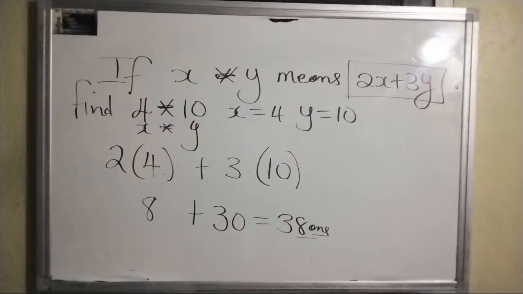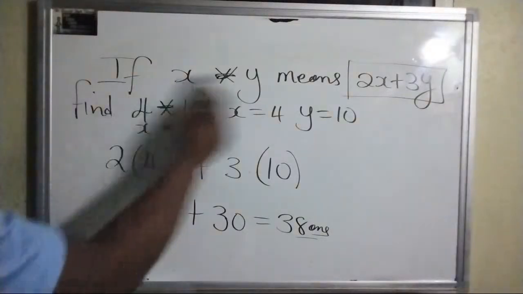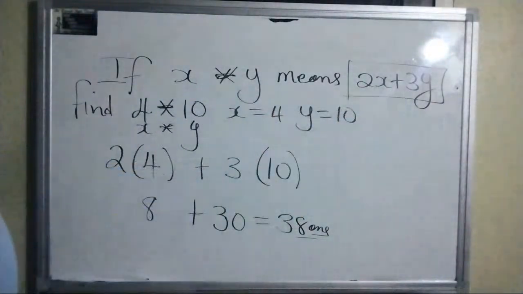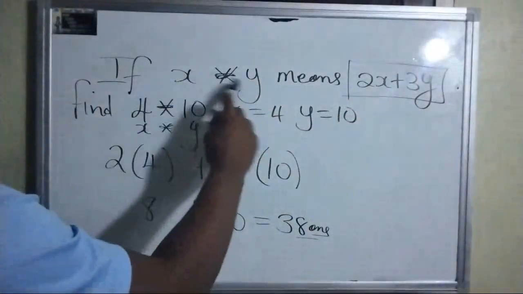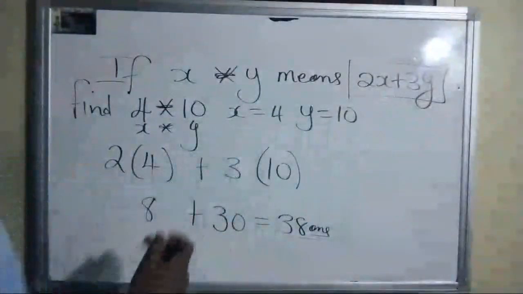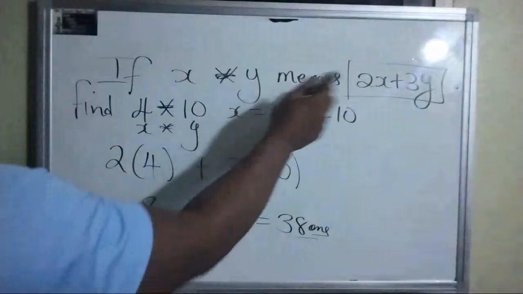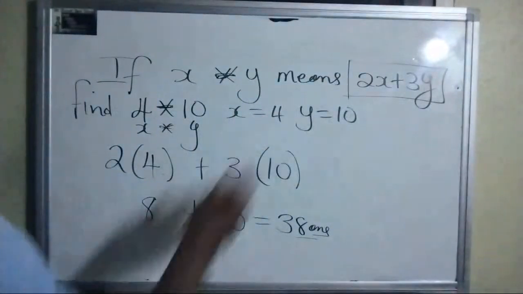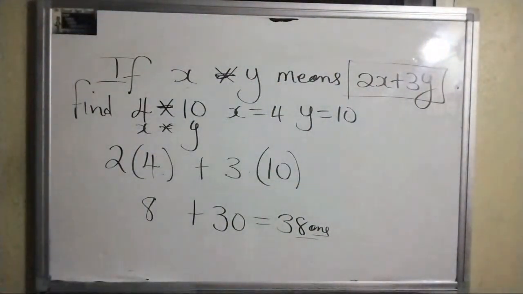Alright guys, we're going to change the rule one more time and see if you can get it now. Remember the rule is going to change every time. It's either that I'm going to say x asterisk y means this rule, or I'm going to say x asterisk y equals whatever. So the rule and then the something there. Combination stuff, alright?